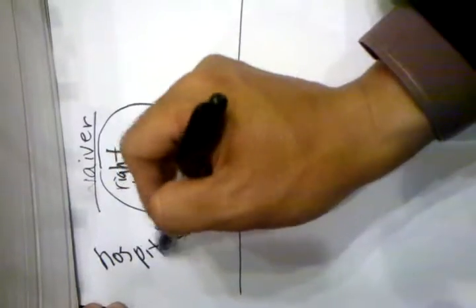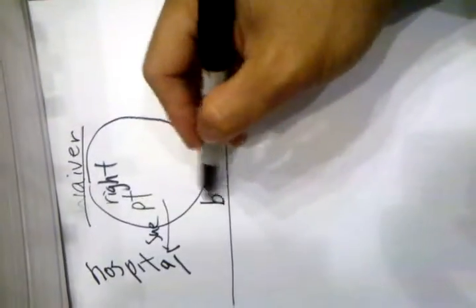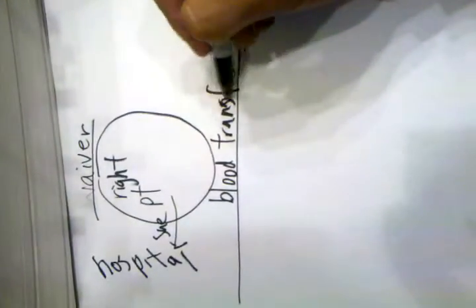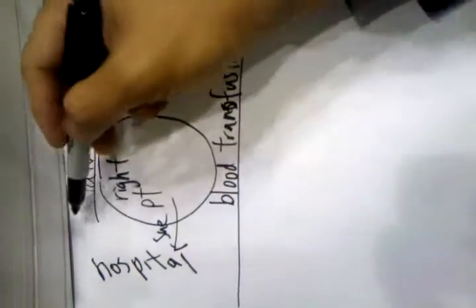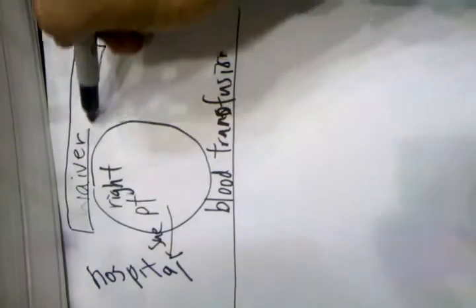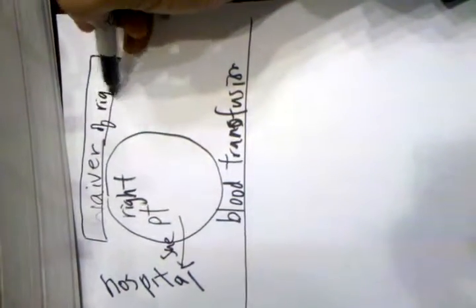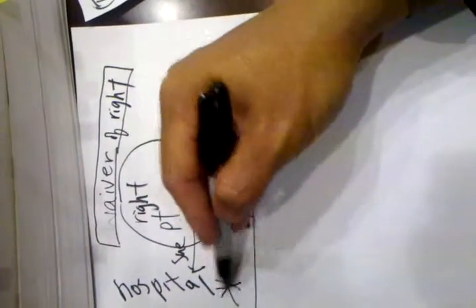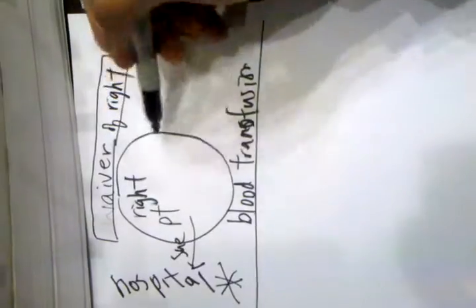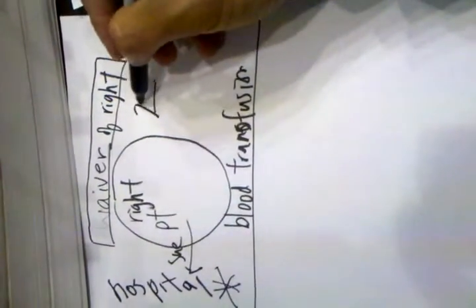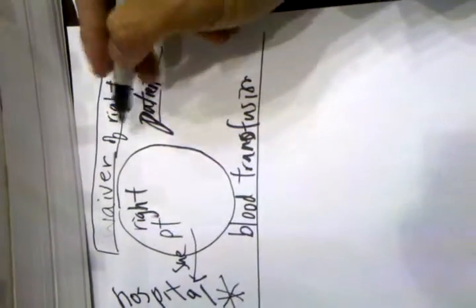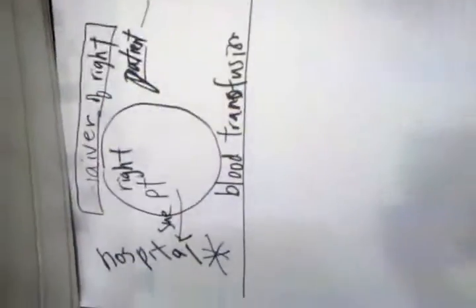Why? Because of a blood transfusion. However, the hospital gave a paper. That paper is called a waiver. And that waiver, this guy initiates it and tells the patient, hey, sign it there. And the patient, after he signs it, then the right is being waived.